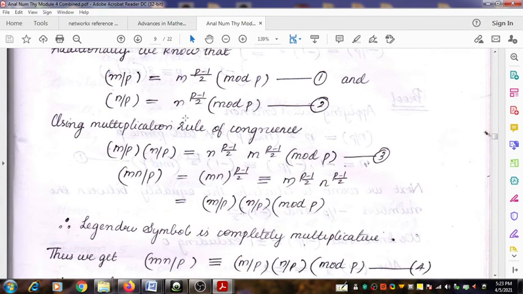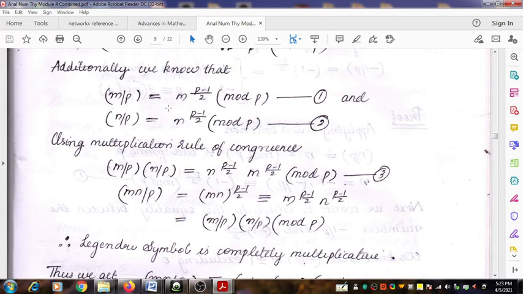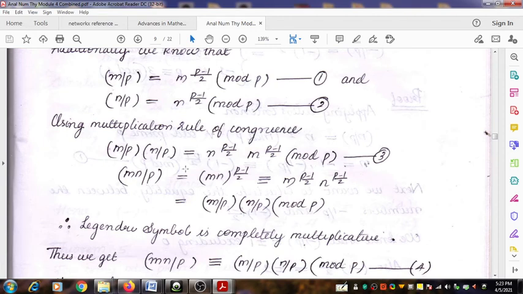Thus, by multiplying, using the congruence multiplication, we can obtain that (m/p) into (n/p) is congruent to n raised to (p minus 1) by 2 into m raised to (p minus 1) by 2, mod p.